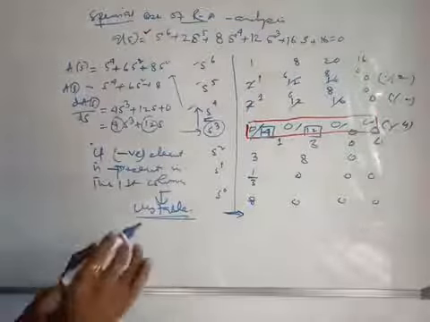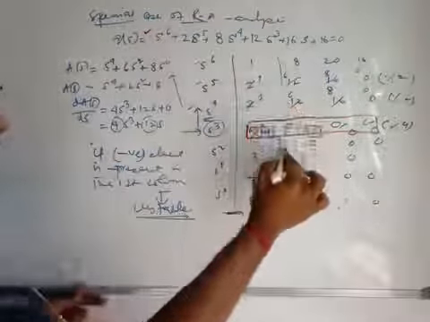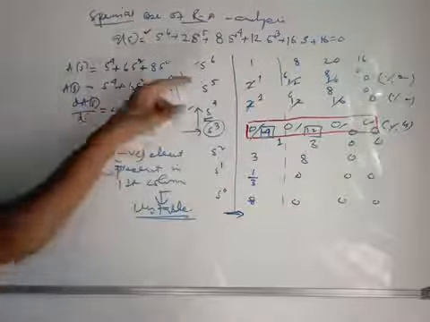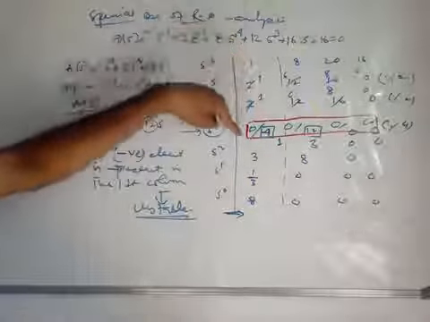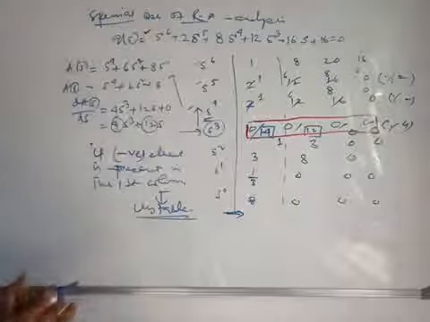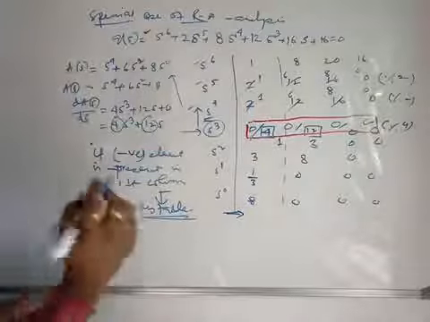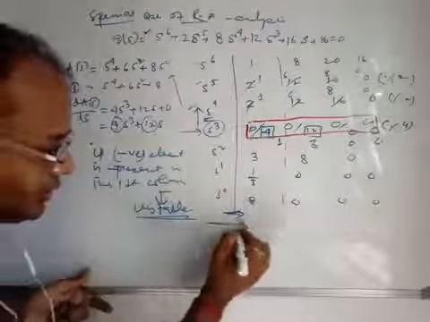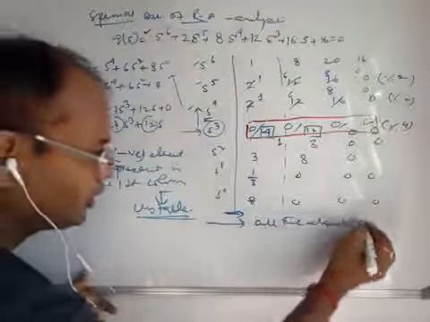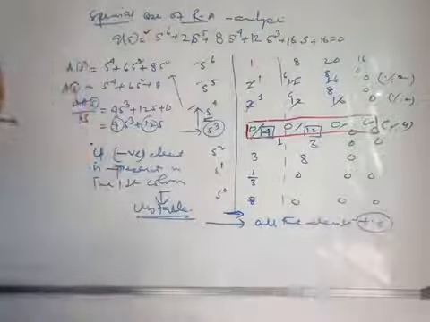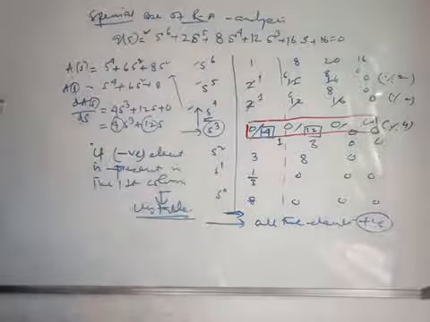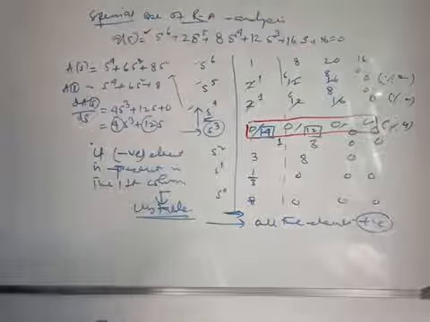But here you see all the elements of the first column. What are the different elements of the first column? You see 1, 1, 1, 1, 3, 1 by 3, 8. Here in this case we found that all the elements are positive. So should the system be stable? No, that is the question.